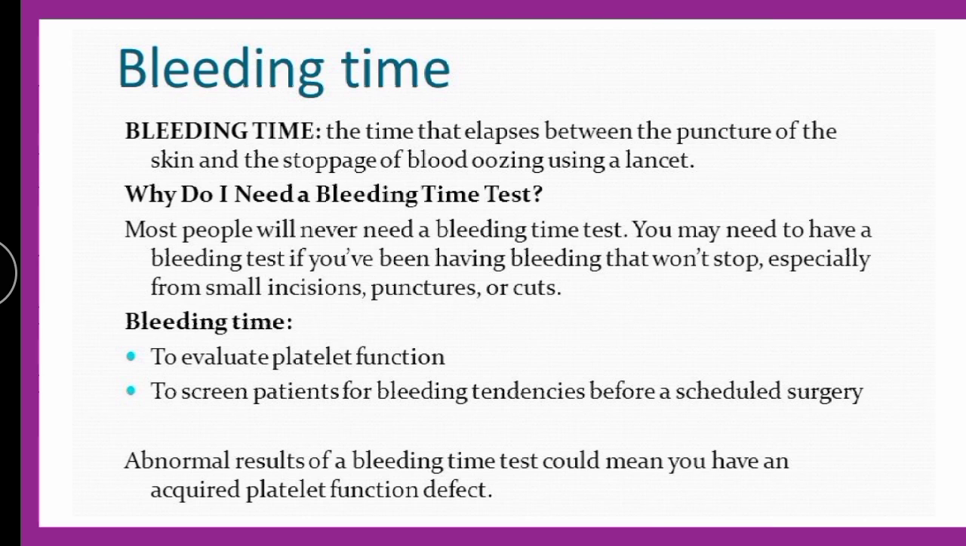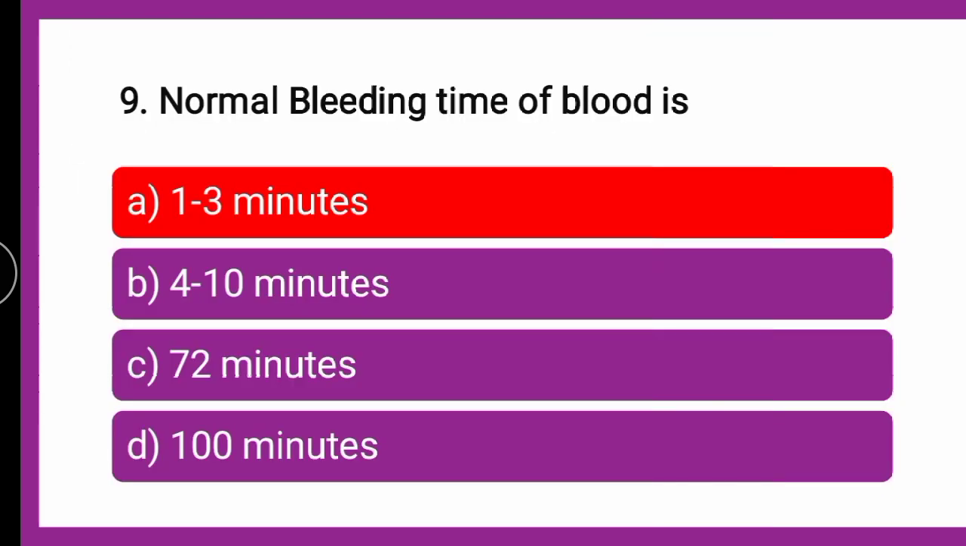Now why is bleeding time required? It also evaluates platelet function, and along with that, if the bleeding is not stopping, especially from small incisions or punctures or cuts, you may need to know about your bleeding time. That is, you are supposed to have a bleeding time test. Now the correct answer is 1 to 3 minutes. The bleeding time of the blood is 1 to 3 minutes.